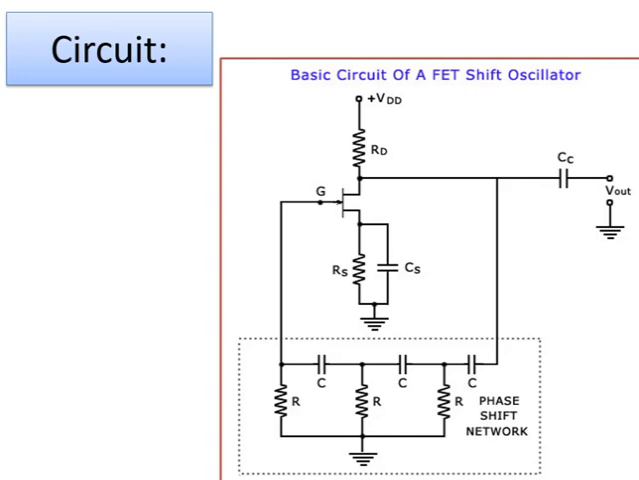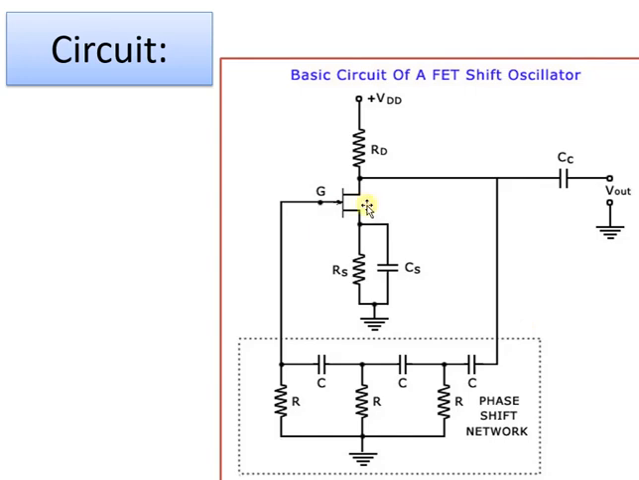So here we present the circuit which consists of a common source FET amplifier followed by a 3-section RC phase shift network. The amplifier stage is self-biased with the capacitor bypassed across the resistance RS and a drain bias resistance RD. The output of the last section is supplied back to the gate.